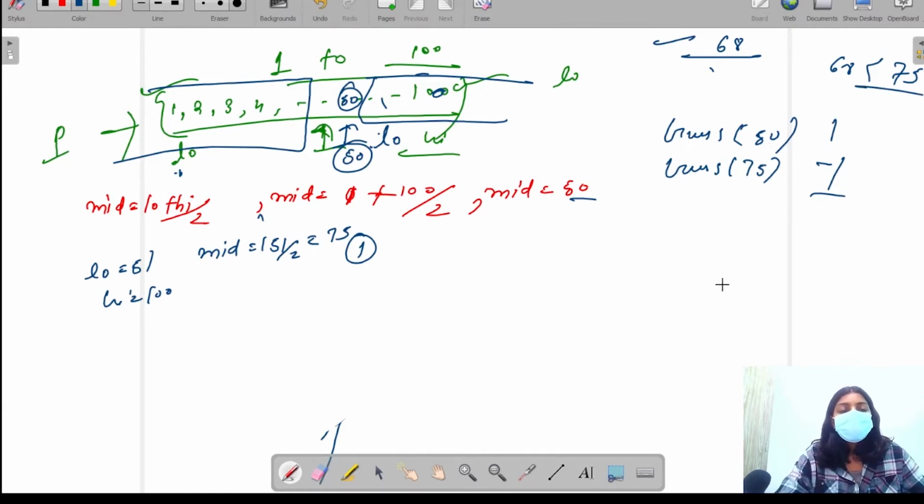Now if it returns -1, let me just erase this.